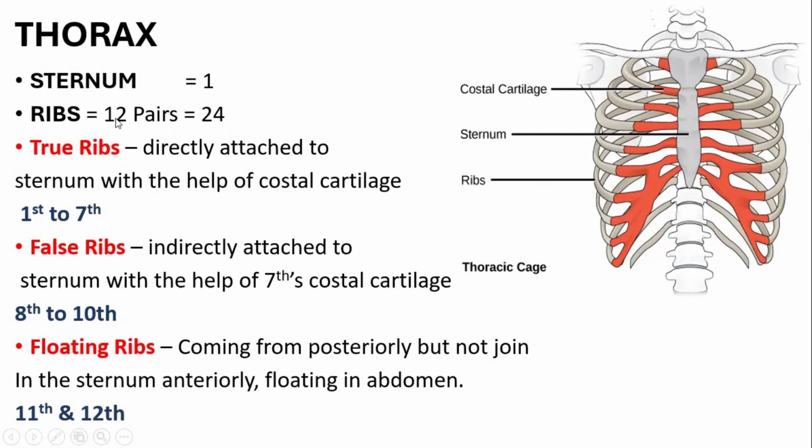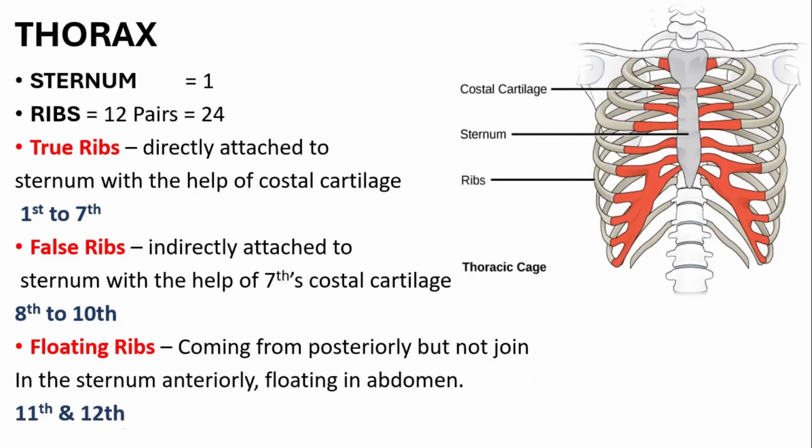This is the sternum. And we have ribs. How many ribs do we have? We have 12 pairs of ribs, so it means we have 24 ribs. Now, some of them are true, some of them are false, some of them are floating. So which are the true ribs?